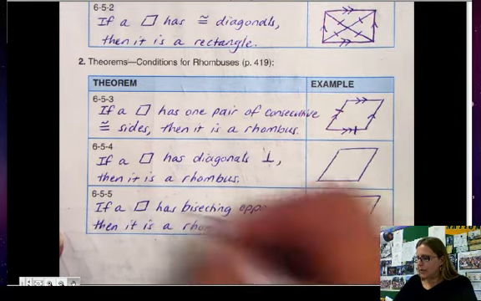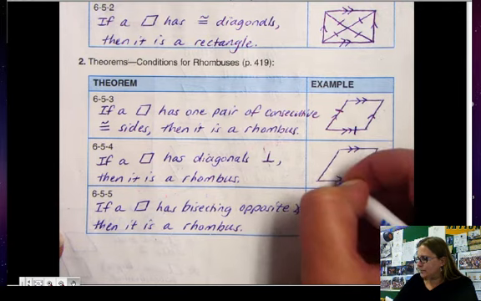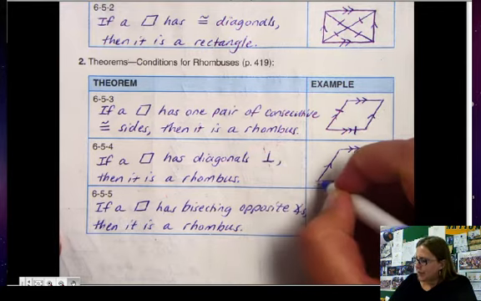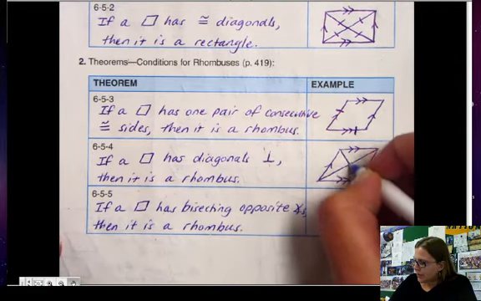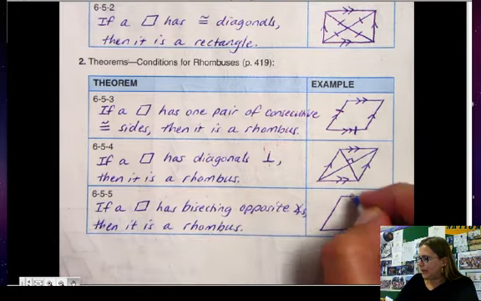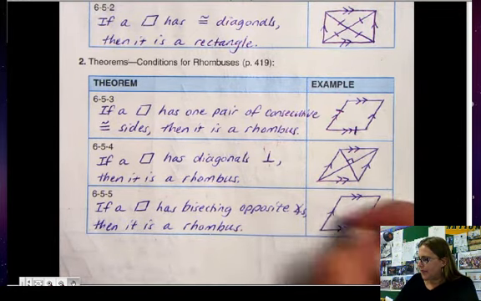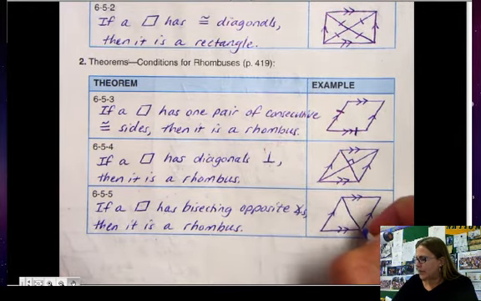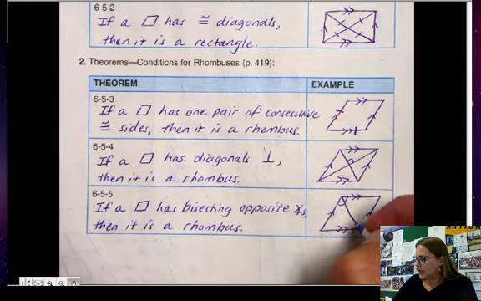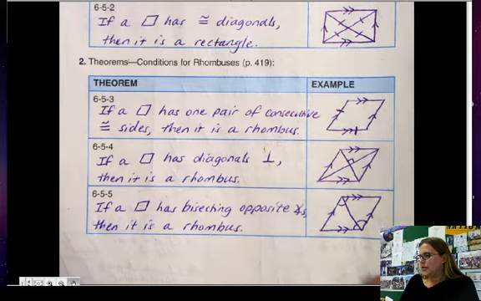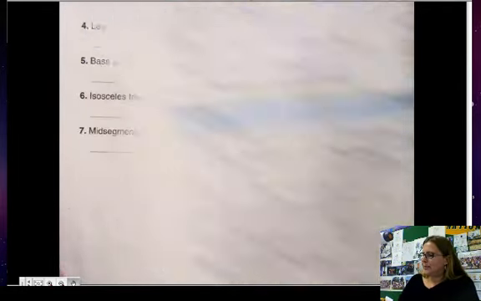Another way to prove that it's a rhombus is, first of all, if it's a parallelogram again, and this time if diagonals are perpendicular. So if you prove that diagonals are perpendicular, and it's a parallelogram, then you have a rhombus. And the last way is, first of all, a parallelogram again, and secondly, if the diagonal is bisecting opposite angles. So if this angle equals this angle equals this angle equals this angle, then we know that it is a rhombus. Okay?